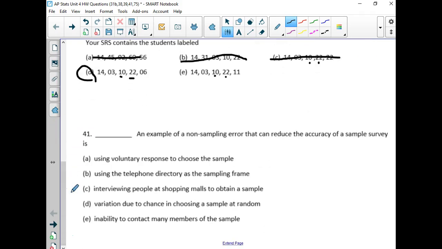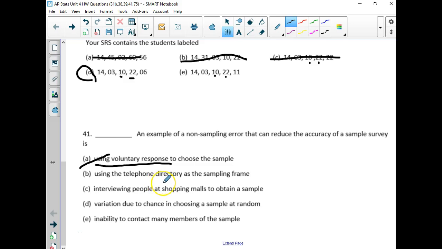41. An example of a non-sampling error that can reduce the accuracy of a sample survey is using a voluntary response sample to choose the sample. Well, that's a sampling error. That's how we take it, okay? So this is saying an example of a non-sampling error that will reduce the accuracy of a sample survey. A voluntary response sample is a sampling error. That's the statistician's error, okay? They decided to have a voluntary response sample.